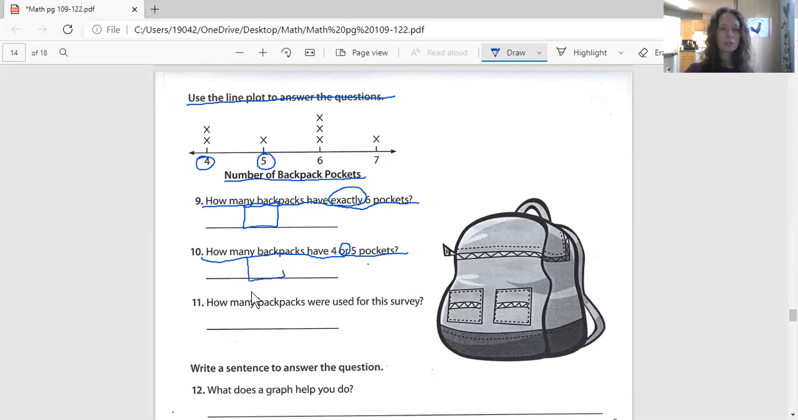Let you give me the answer to that one here. And number 11 says, how many backpacks were used for this survey? Now we need to count all of them. So we count the 4s, we count the 5s, we count the 6s, and we count the 7s. And that answer is right down here. Okay? Very good. Very good, very good. Next part.